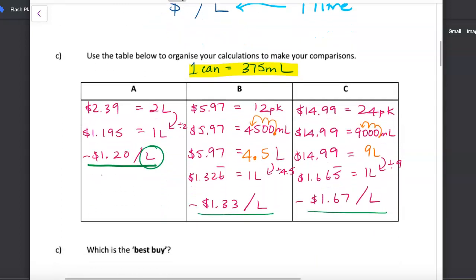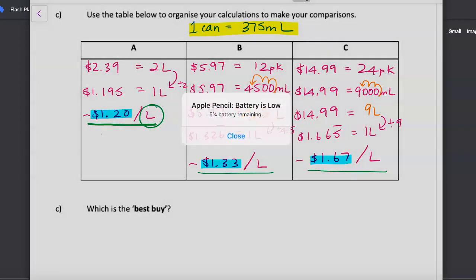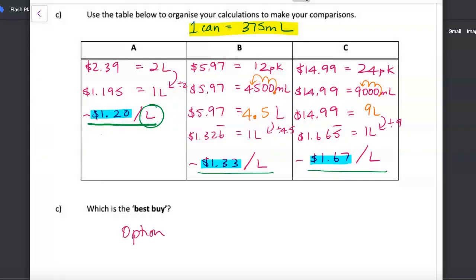So now we've got our 3 rates, and we want to say which is the best buy. So in comparing, if I buy the 2 litre bottle, I pay $1.20 for a litre. If I buy the 12 pack of cans, it's $1.33, or the 24 pack $1.67. So I'm definitely going to say option A is my best option at $1.20 per litre. So in comparison, I can save 13 cents up to 47 cents per litre.